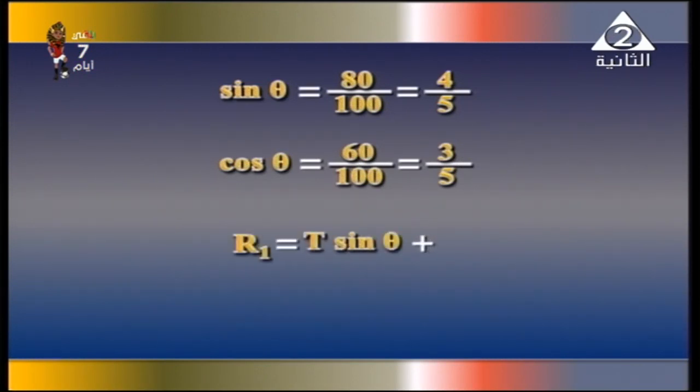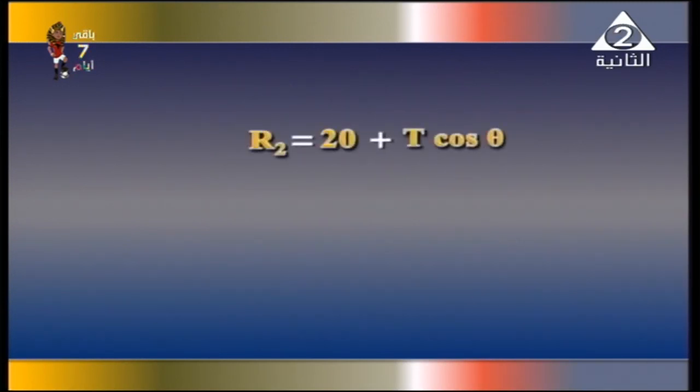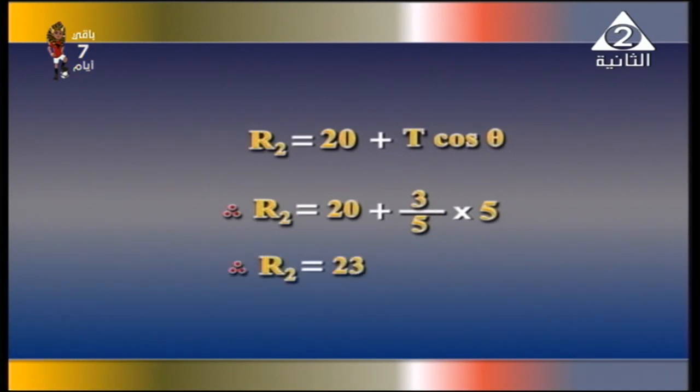Then we form the first equation: R1 equals T sine theta plus mu R2. Therefore, R1 equals 4/5 times 4 plus mu R2. Then the relation between R1 and R2: R2 equals 20 plus 2 cosine theta, R2 equals 20 plus 3/5 times 5, then R2 equals 23.